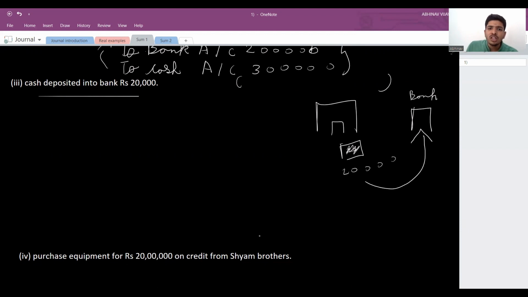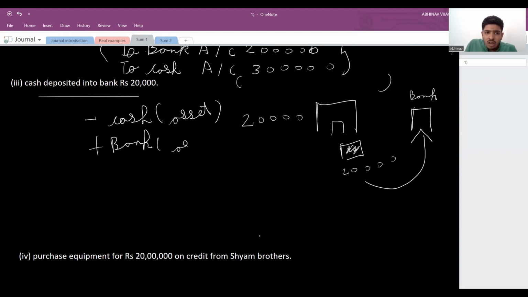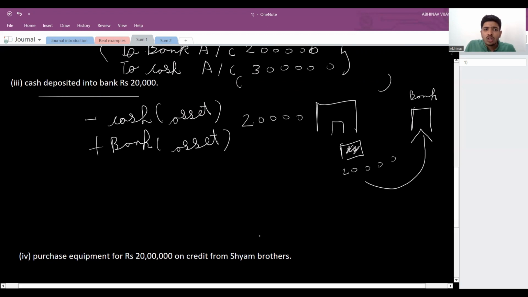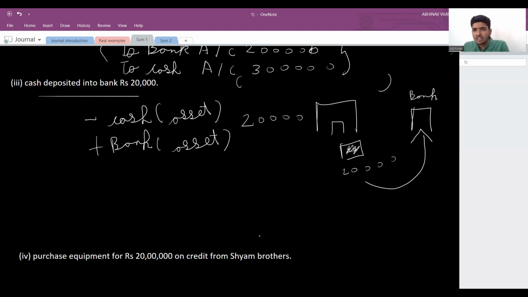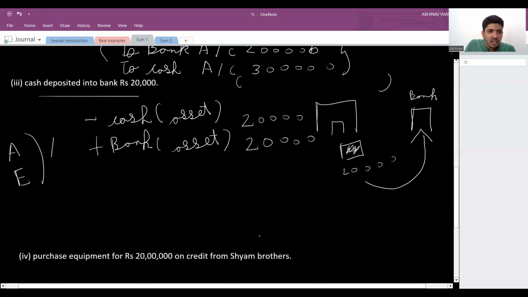So in concept, what does it mean? Cash, which is our asset, gets reduced, because we go and deposit it into the bank. Because an asset reduces, 20,000 rupees. And second, bank balance is also an asset. We broke down the entry into two. Now bank balance increases. So when bank balance increases, it will be debited. Now write a super secret technique on the side.